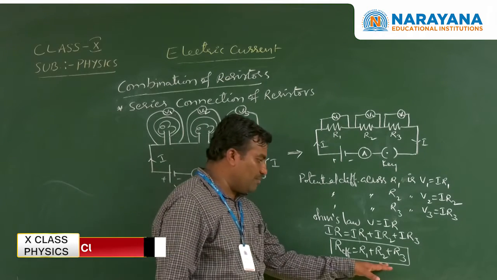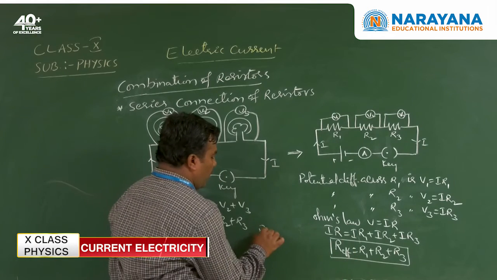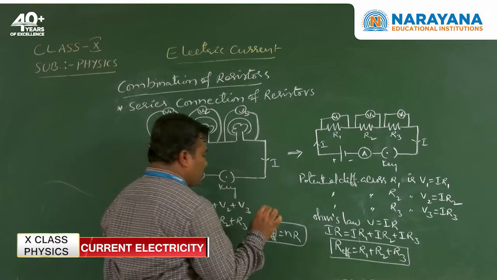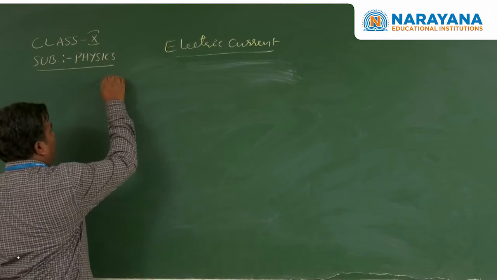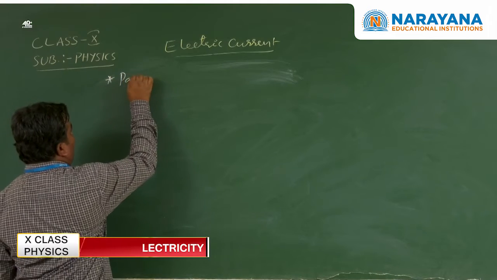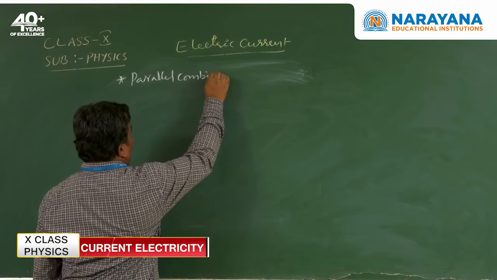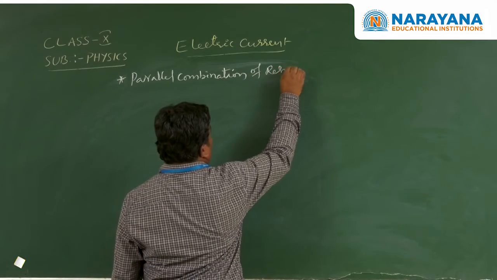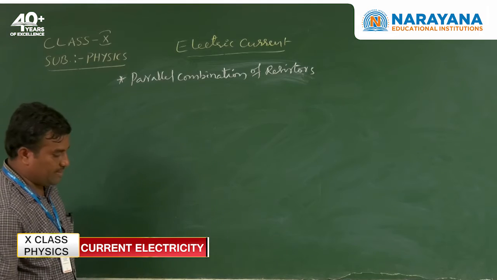So we are taking similar resistances. The effective resistance is R effective equal to N number of resistances, that is NR. This is called the series connection of resistance. Next, the parallel combination of resistors. We will now discuss the parallel combination.